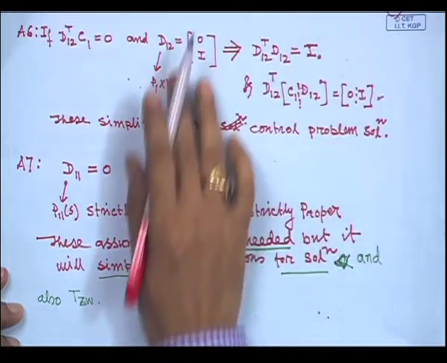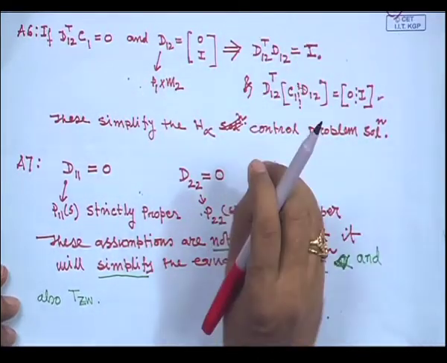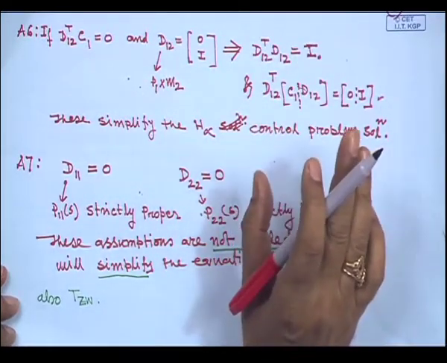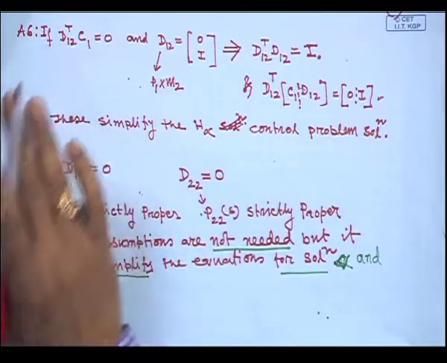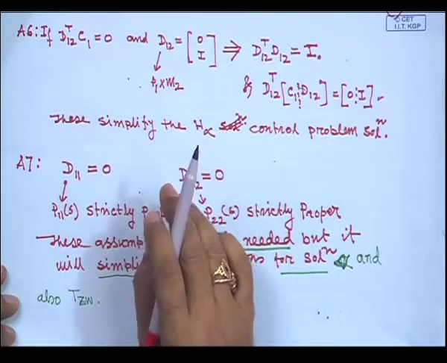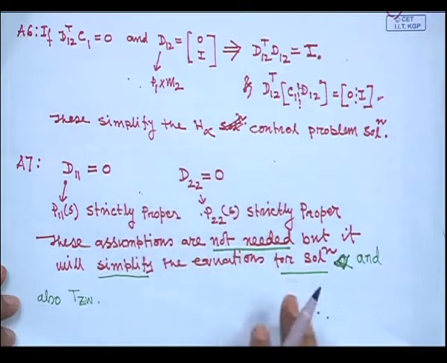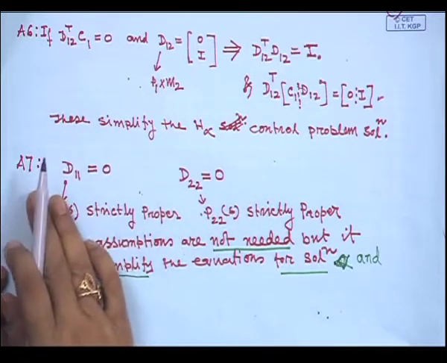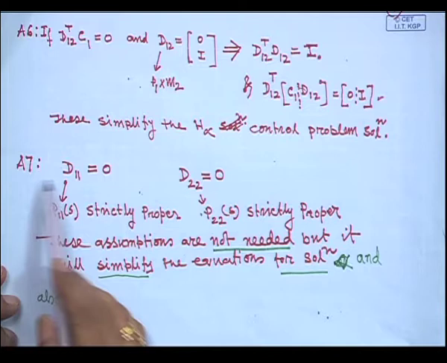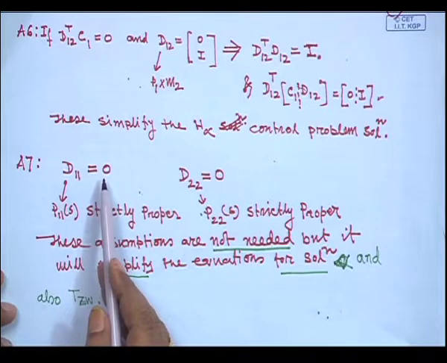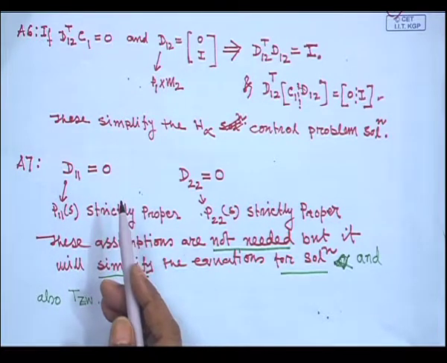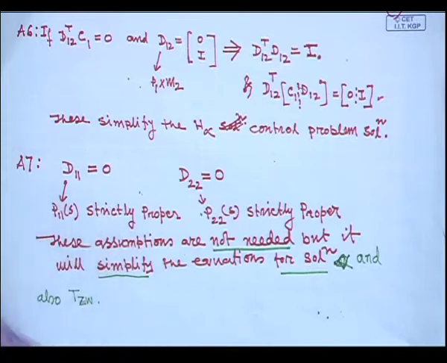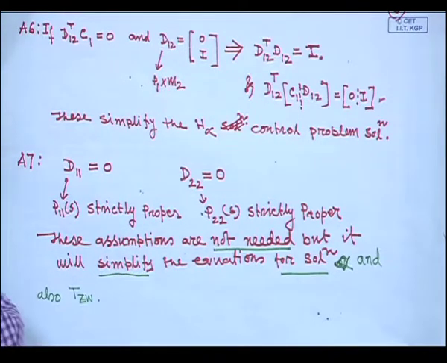So, this simplification can simplify our H infinity standard control problem. This is not an essential assumption, that is, assumptions 5 and 6, similarly 7 also. What is 7? D11 is 0. If you see this, with D11 being 0 we can see straightaway from this equation. I will show you this one.